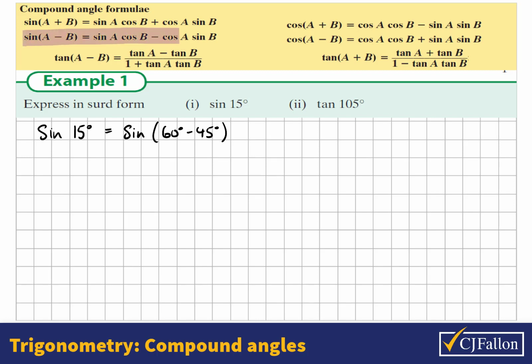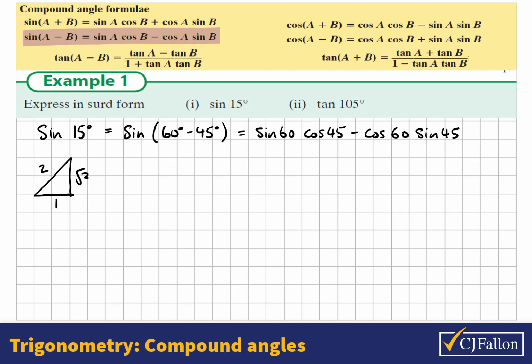We can see that there's a rule for sine of A minus B. We have 60 minus 45 here. So we could express sine of 60 minus 45 as sine 60 cos 45 minus cos 60 sine 45, using the rule that's given in the formula and tables book. Now we could use again the formula and tables book to look up the answers for each of these ratios.